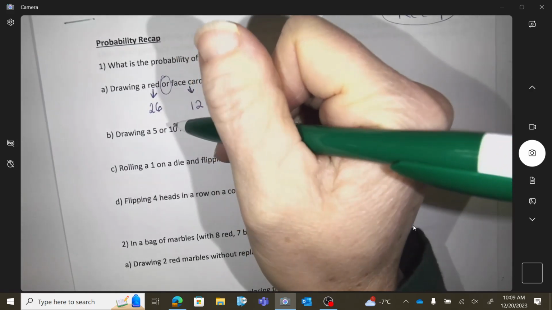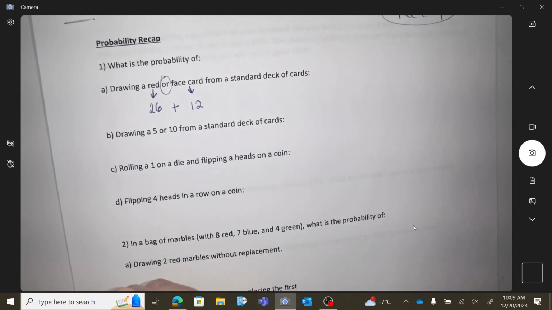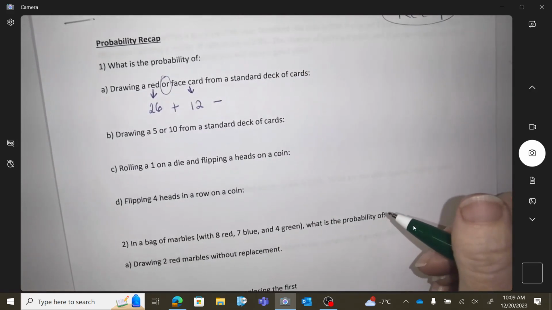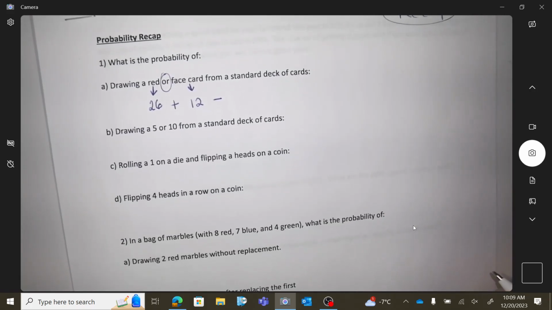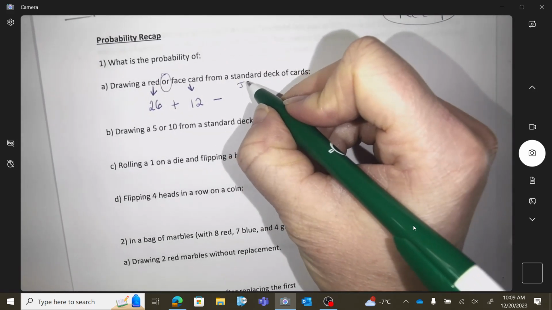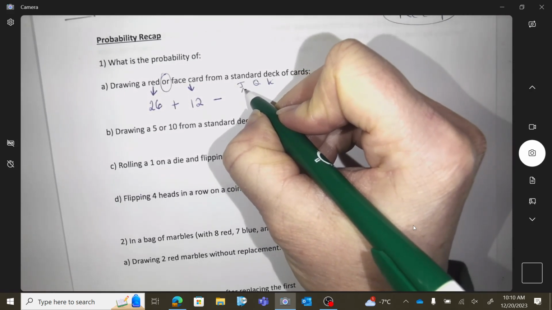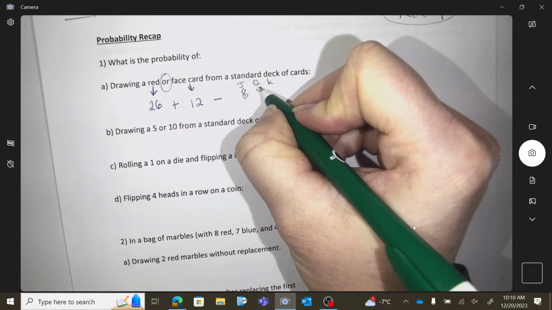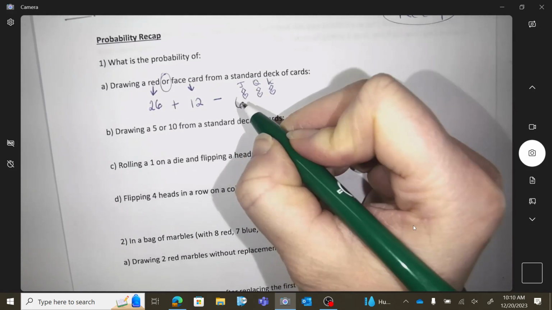There's an "or." So what are we doing? Adding. When you did this, was there anything that you overlapped and double counted? Yes. So we're going to have to take away some overlap. Which cards did we count twice? The Jack, the Queen, and the King of Hearts and Diamonds. Okay, so what's that? 6 cards?